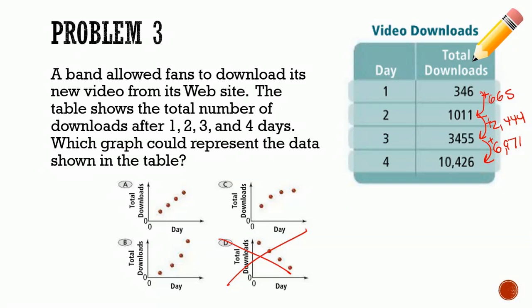So it looks like we didn't go up by a constant amount. And this one looks like a pretty constant amount, right? Kind of this nice straight line. So we know it can't be A.